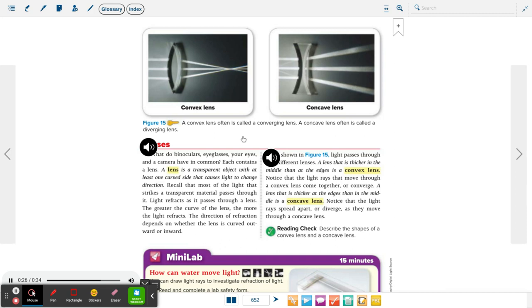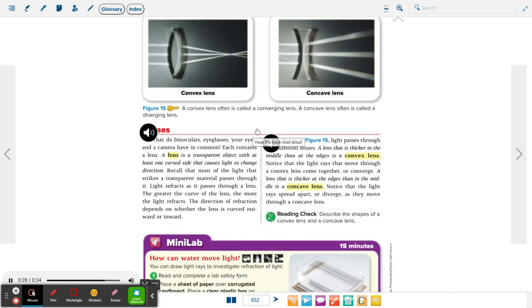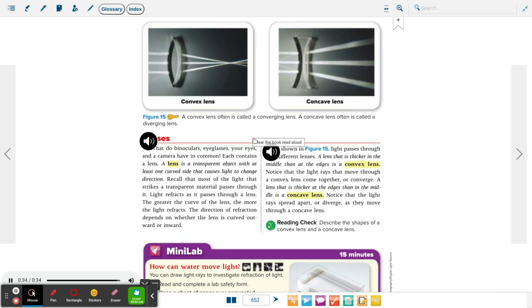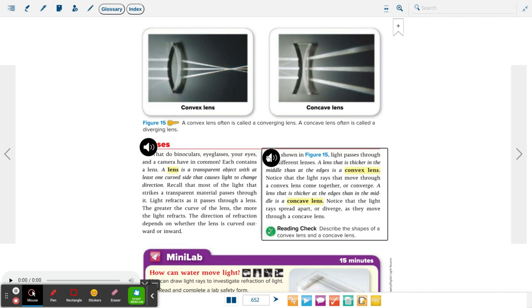The greater the curve of the lens, the more the light refracts. The direction of refraction depends on whether the lens is curved outward or inward. As shown in Figure 15, light passes through two different lenses. A lens that is thicker in the middle than at the edges is a convex lens. Notice that the light rays that move through a convex lens come together or converge.